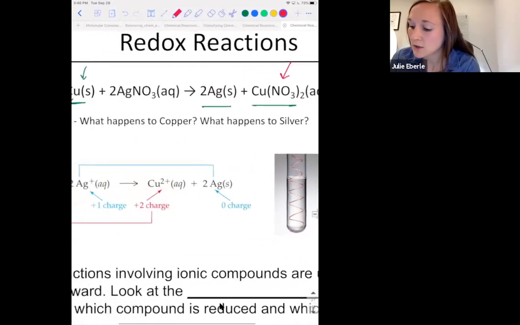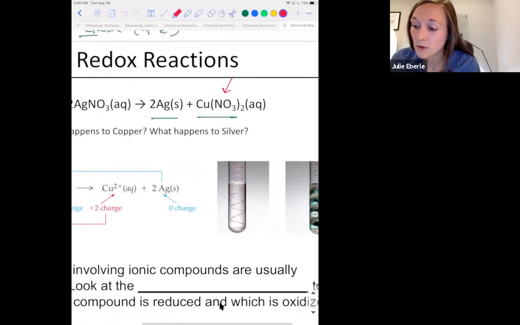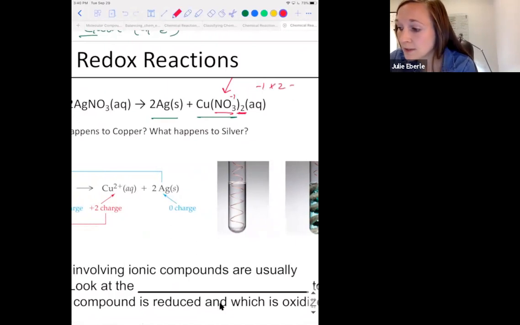So what charge does copper have as the cation? And how do we figure that out? Well, you have to look at what anion is involved and how many I have. I have nitrate, NO3. We said NO3 is a -1 charge, and I have 2 of them. So total, -1 times 2 means I have -2.